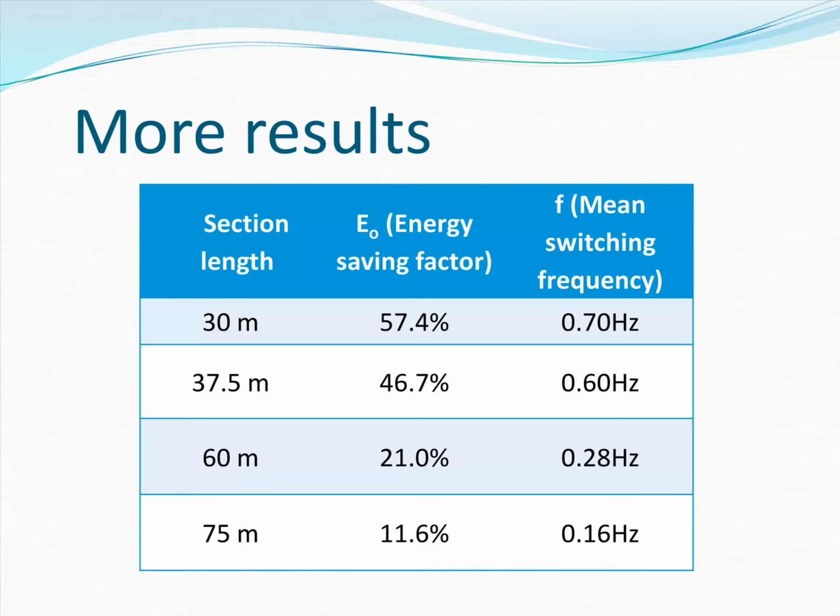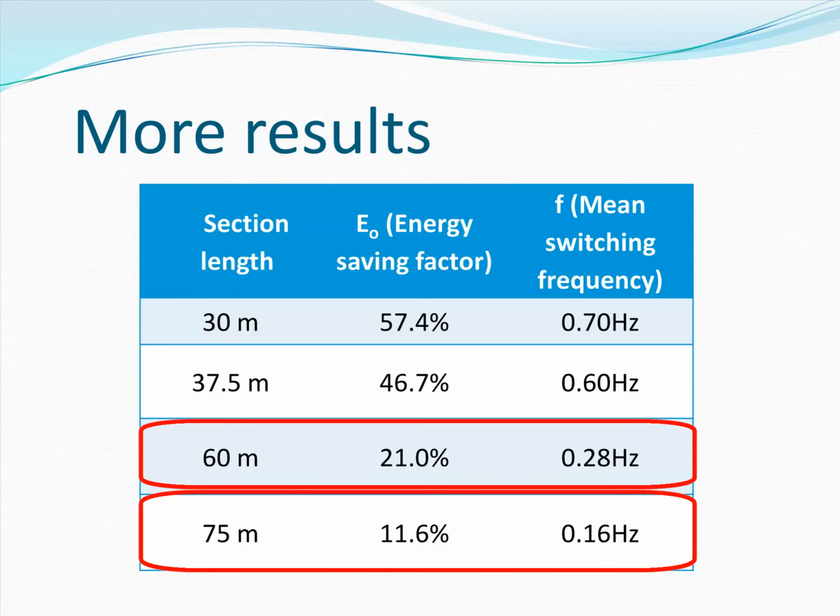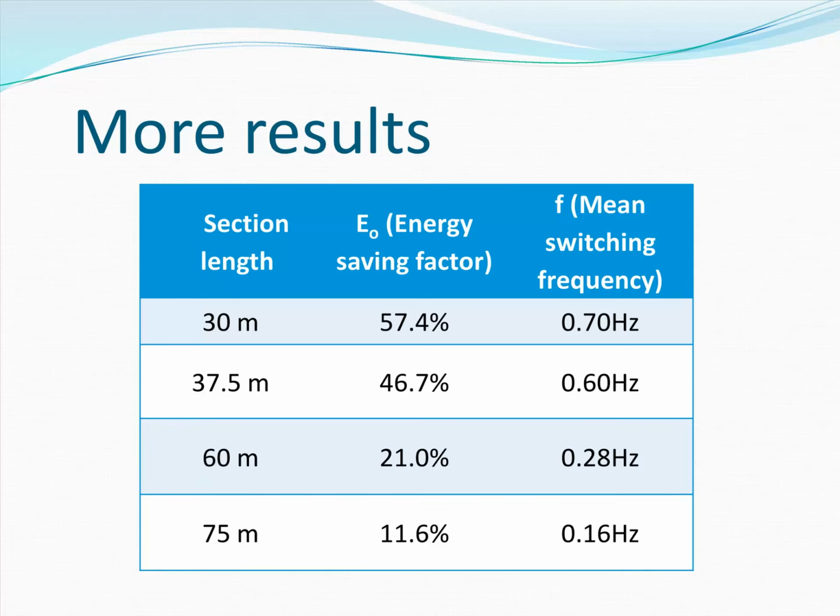Then we repeated our simulation, changing two parameters. We changed the length of a section, which means that we changed the distance between every two consecutive lighting poles, and this depends on the lighting design of the road. At first we used 30 meters as a section length, and then we increased it to 37.5 meters, which are realistic values. And then we treated each two consecutive lighting poles as one section instead of one lighting pole, which means that we doubled the length of our section.